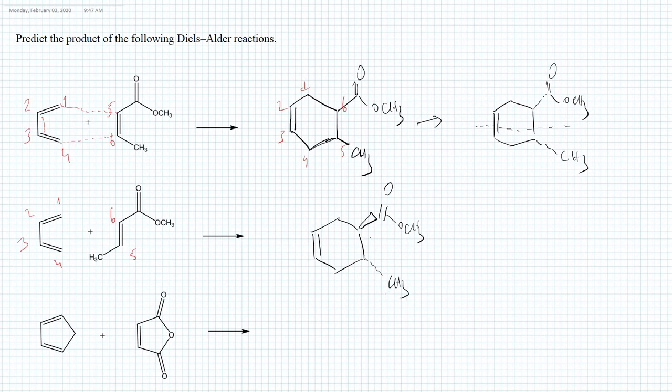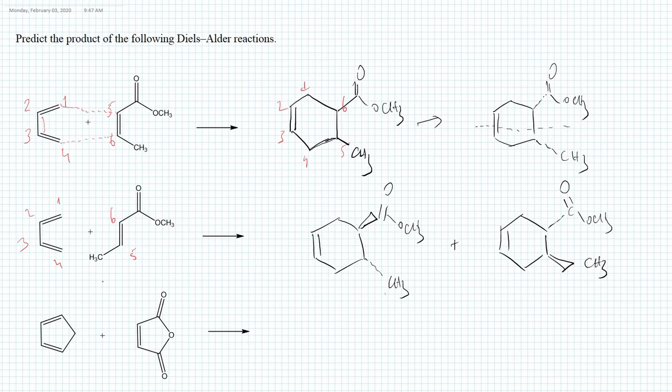Since we don't have an internal symmetry plane, we are going to form the other molecule with the trans configuration, but this is going to be the ester with the dash, and the wedge one is going to be the methyl group. So we will have two products. Okay, let's move to the next question.